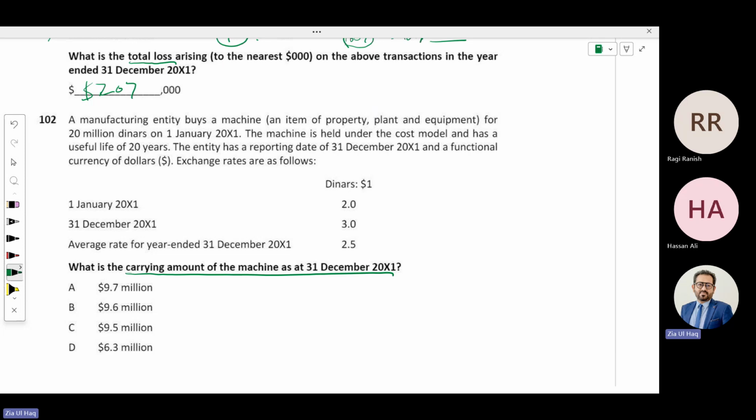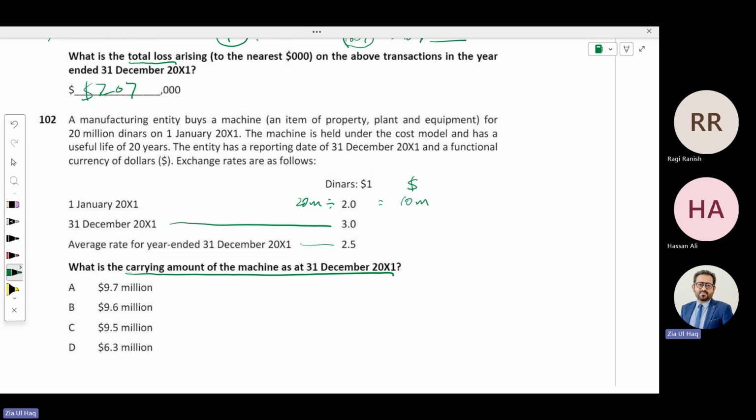So a manufacturing entity buys a machine, an item of property, plant and equipment, for 20 million dinar on 1st January, and at that date, 2 dinar is equal to 1 dollar. So 20 million divided by 2 is equal to $10 million. The machine is held under the cost model and has a useful life of 20 years. The entity has a reporting date of 31st December and a functional currency of dollar. At 31st December, the rate is 3.0.